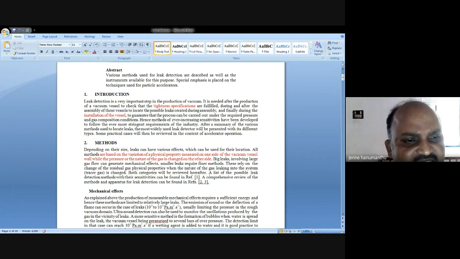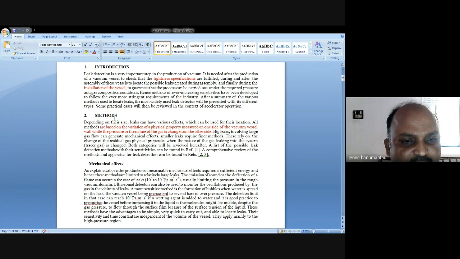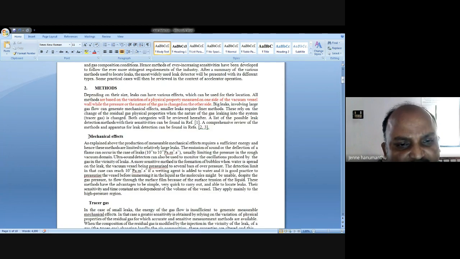So what are the methods available? The methods are based on the variation of the physical properties. Sometimes the nature of the gas is changed on the other side. So either way we have to check the tightness or leaking concept. There will be some methods available, and through some components, through some instrumentation, we have to measure the leaks.